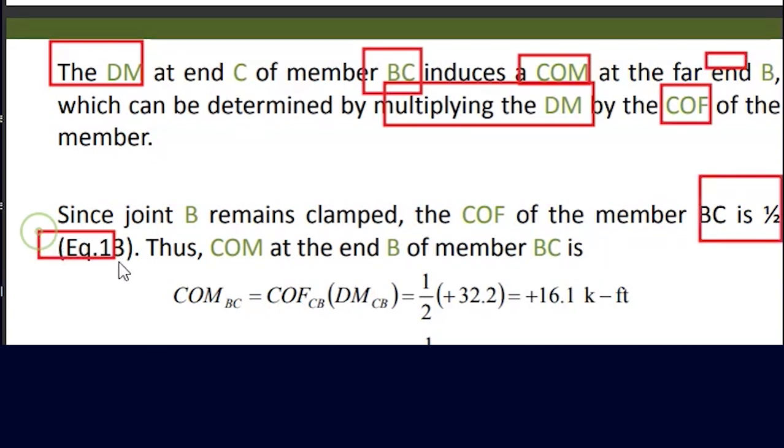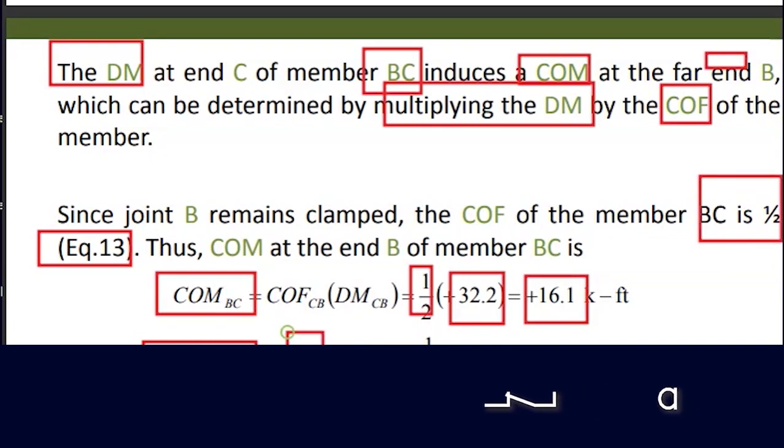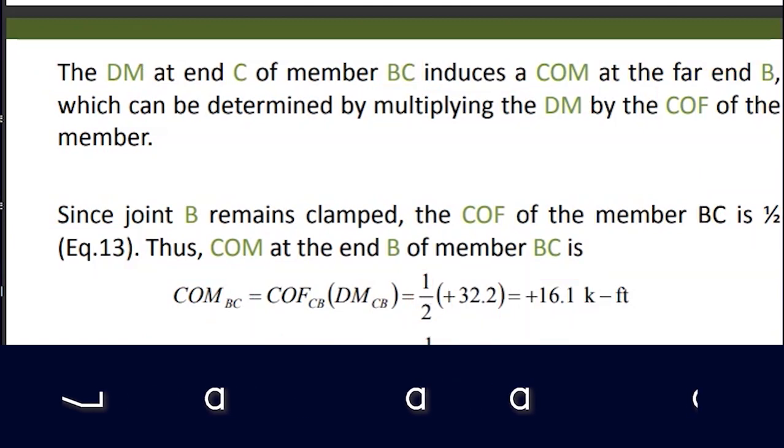Now this is referred to as equation number 13. Now the carryover moment in member BC should be equal to half times the value balanced. Now you can get this one, 16. The same applies to the member DC. The carryover factor times its moment is a half times the moment. Now the value is obtained here. Now this is the carryover moment.